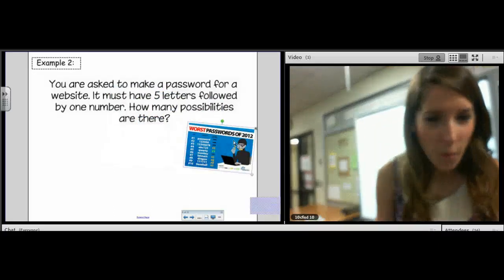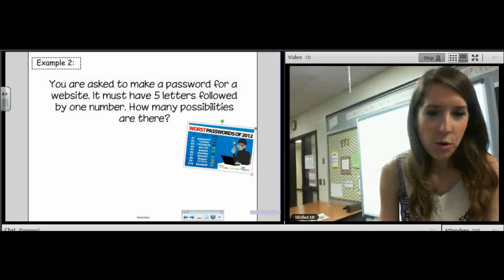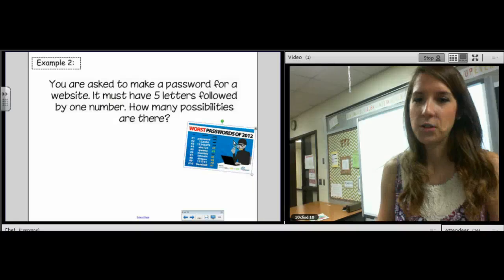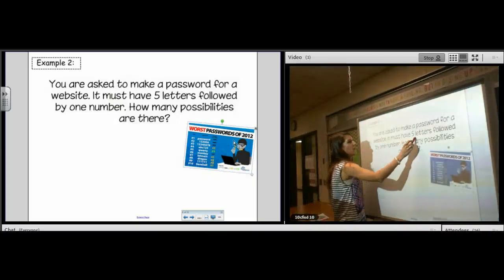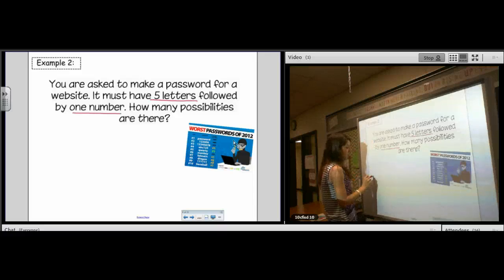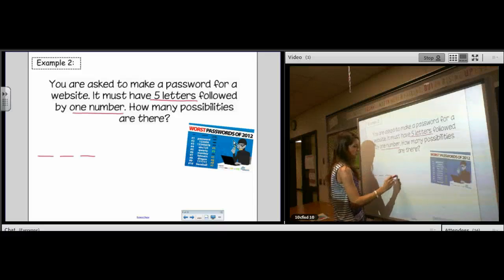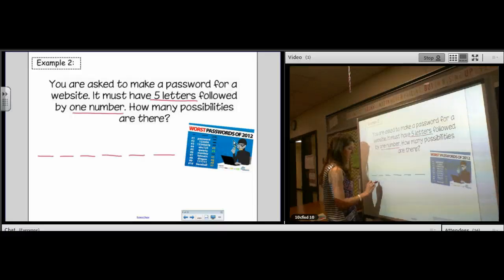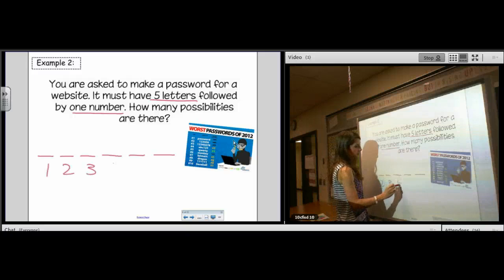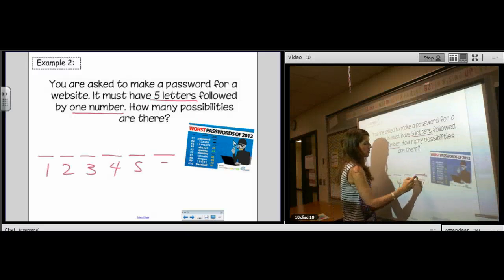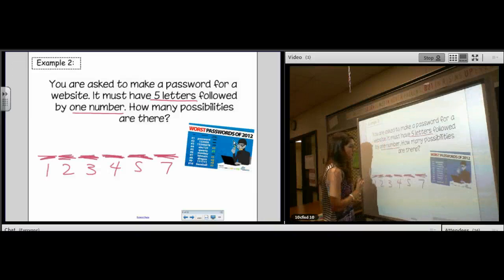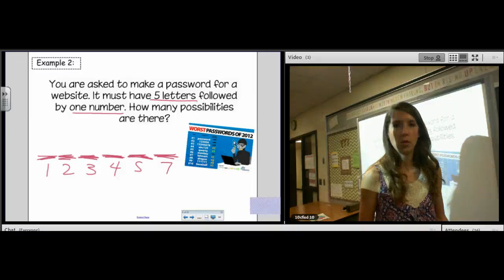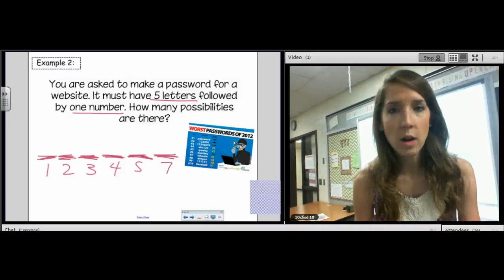Infinite, no. It's not a factorial. So what you need to do is talk about how many slots are there. 5 letters followed by 1 number. So in your password, there are 6 slots. So these are just my slots. You need to go 1 slot at a time and ask yourself how many possibilities are there for that 1 slot.